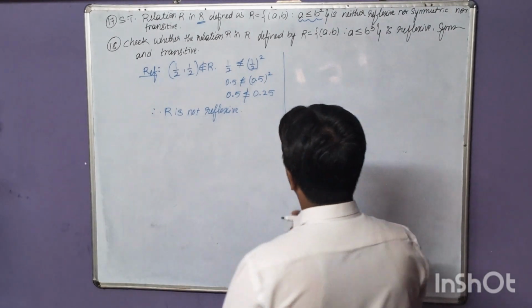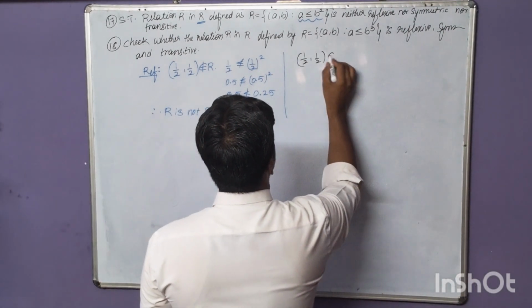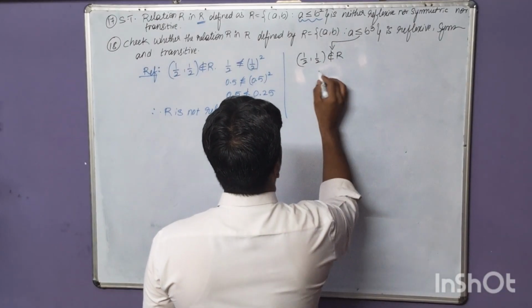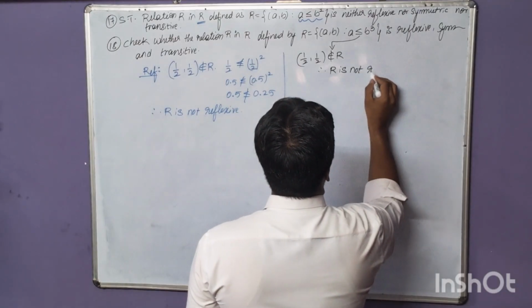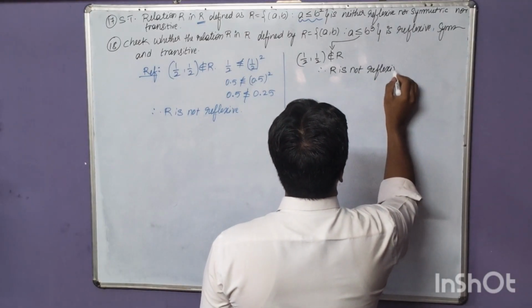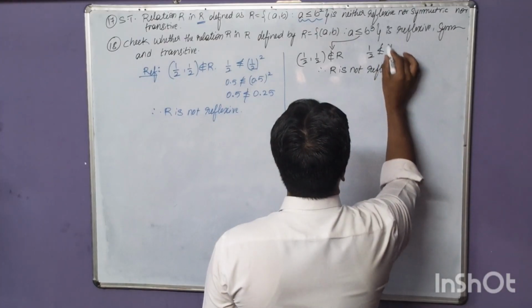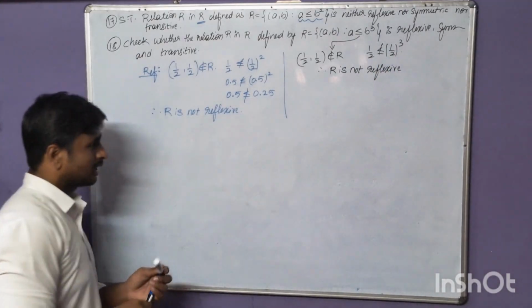No, not at all. So here also we can say (1 by 2, 1 by 2) does not belong to R. Therefore, R is not reflexive. Finish. We have proved that the given relation is not reflexive because 1 by 2 is not less than or equal to (1 by 2) the whole cube. Clear? Now moving to the next one, that is symmetric.